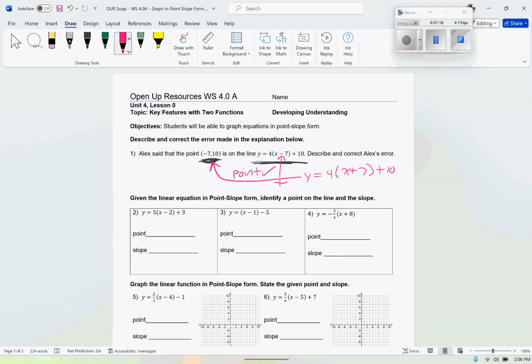All right, ready? Let's talk about this. So the point I want to take out, I'm going to make it 2, 3.